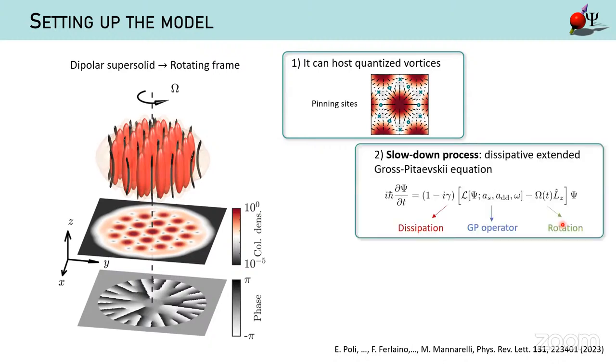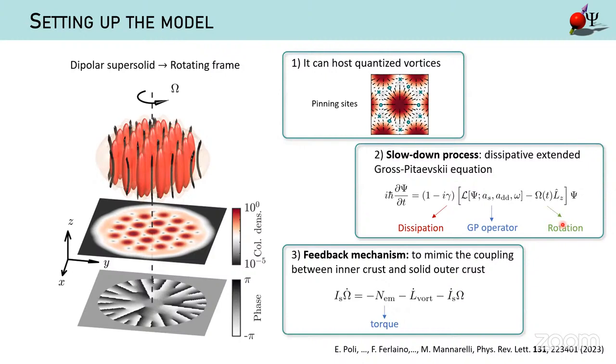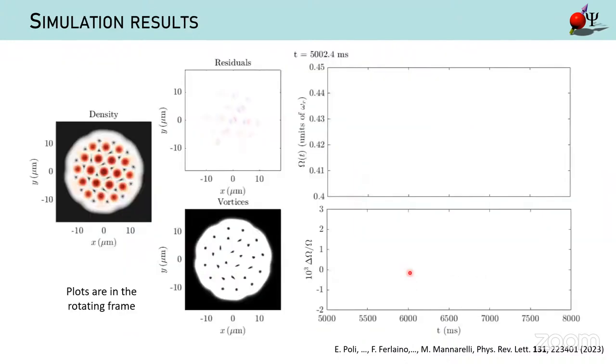We can implement a slowdown process in analogy of the slowdown process of the neutron star, and we can mimic the coupling between the inner crust and the outer crust by adding this extra differential equation that we call the feedback mechanism. Unfortunately, I don't have the time to go into the details, but I'm happy to answer questions. And this is the last slide.